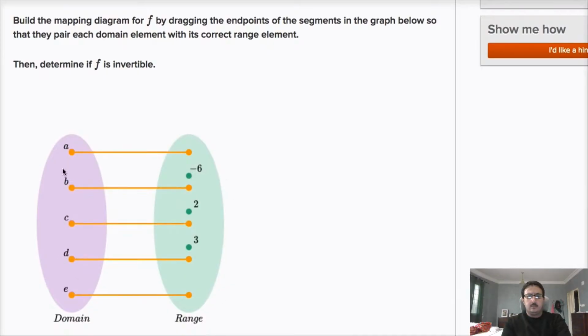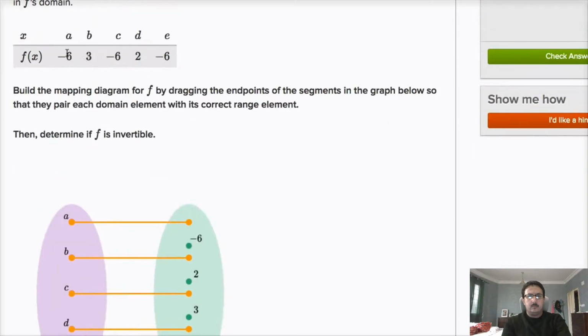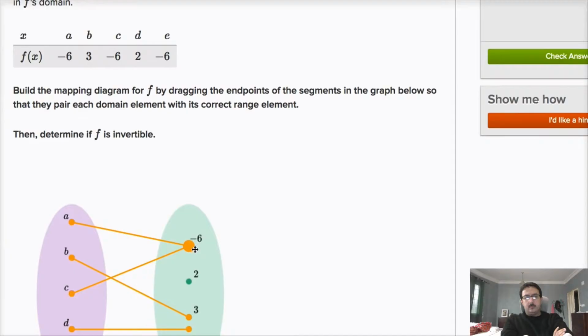The function, if you give it a member of the domain, is going to map from that member of the domain to a member of the range. So for example, you input a into the function, it goes to -6. So a goes to -6, so I drag that right over there. B goes to 3. C goes to -6. It's already interesting that we have multiple values that point to -6. This is okay for f to be a function, but it might make it a little bit tricky for f to be invertible.